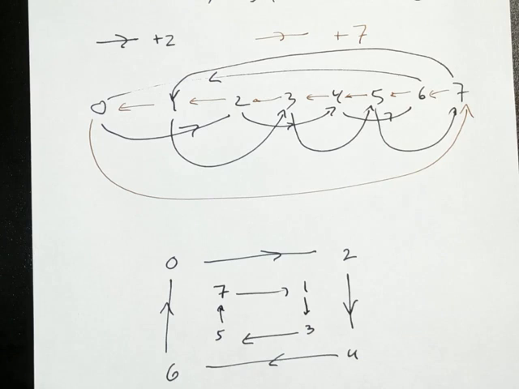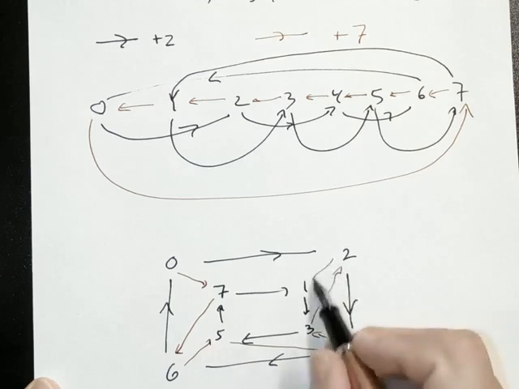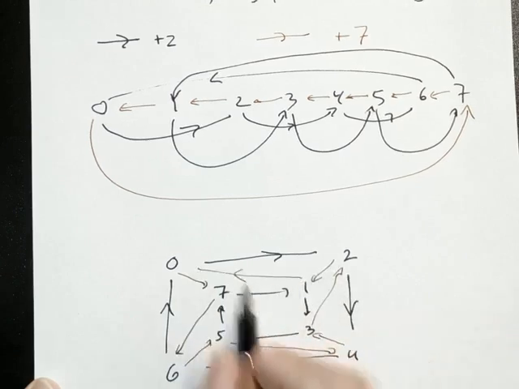But now look at the brown arrows. 0 to 7, 6, 5, 4 to 3, 2 to 1, 0. None of the brown arrows cross each other.